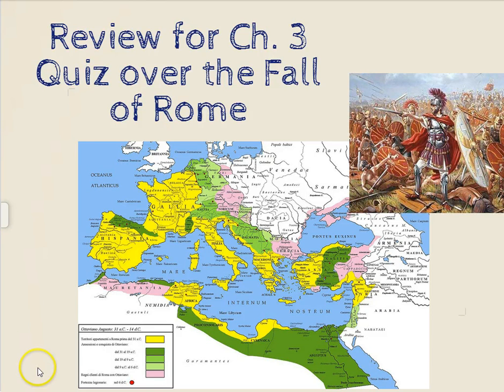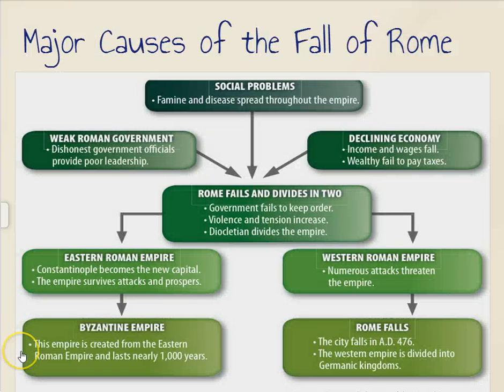So let's go ahead and get into why did Rome fall, or why did Rome fail, or why did Rome cease to exist over time? One of the major questions in history is the collapse of the Roman Empire. How did it happen? Why did it happen? This graph right here, this chart, kind of does a good job of explaining or breaking down the collapse of the Roman Empire, beginning with its social problems. Famine, disease spread throughout the empire.